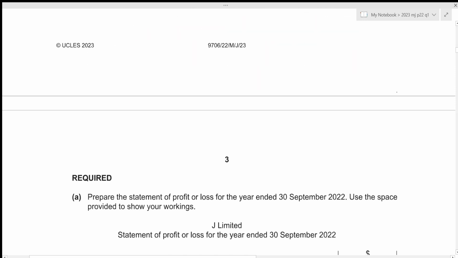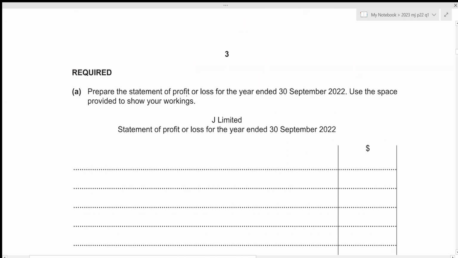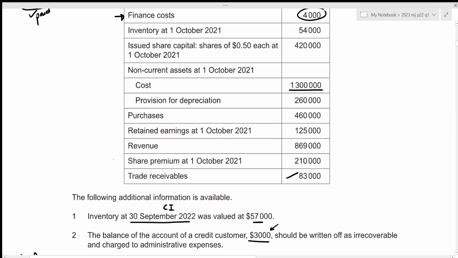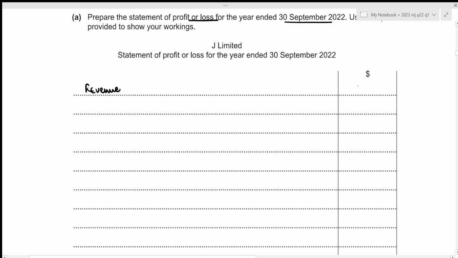Okay. Now for the first part, we need to prepare the statement of profit or loss for the year ended 30 September 2022. Okay, let's start with our revenue. We're given revenue right here, and that's 869,000. Since we're not given an additional column to calculate our cost of sales, we can just calculate the total of cost of sales and write that value down.